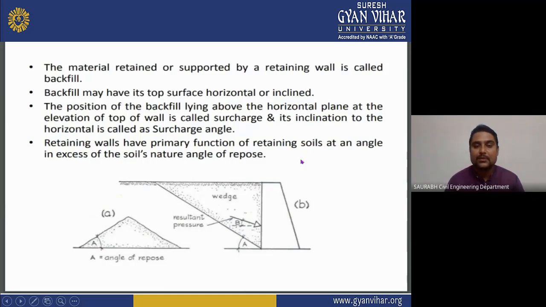Retaining walls have the primary function of retaining soil at an angle in excess of the soil's natural angle of repose. As you can see here, this is your angle of repose, this is your resultant pressure, this is the wedge of the retaining wall, and this is the width of the retaining wall.